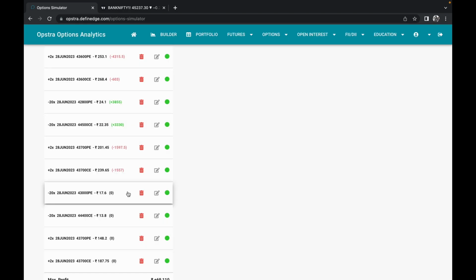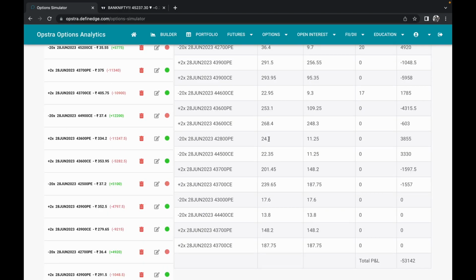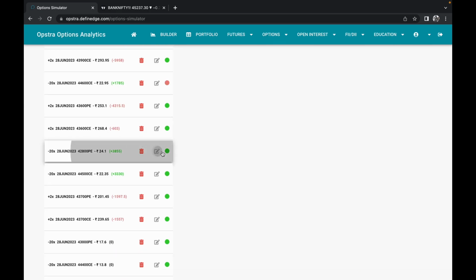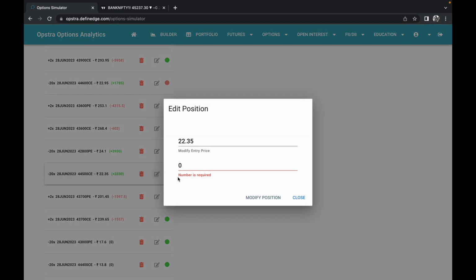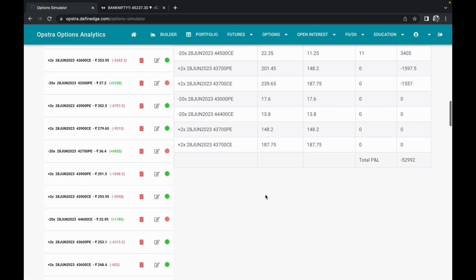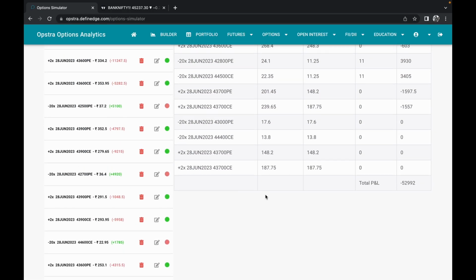I added all the four positions. Now it's time to square up the positions which we actually left. So we are going to square both these two positions, 42,800 and 44,500, at 11 rupees. Okay, as the market has actually gone up, we are going to square off two put buy positions.